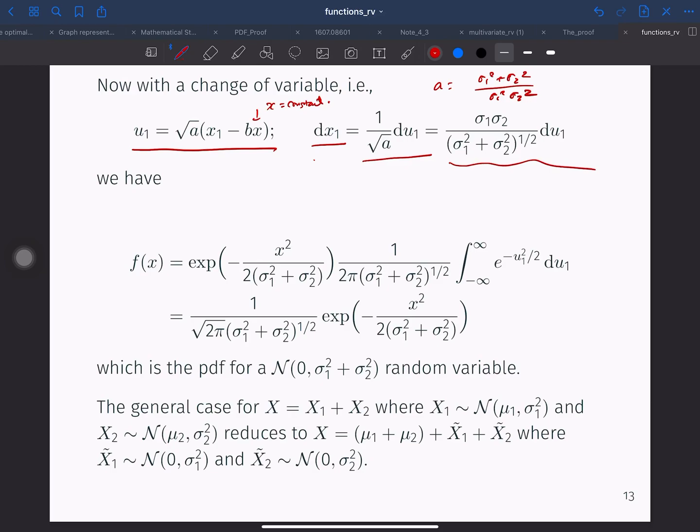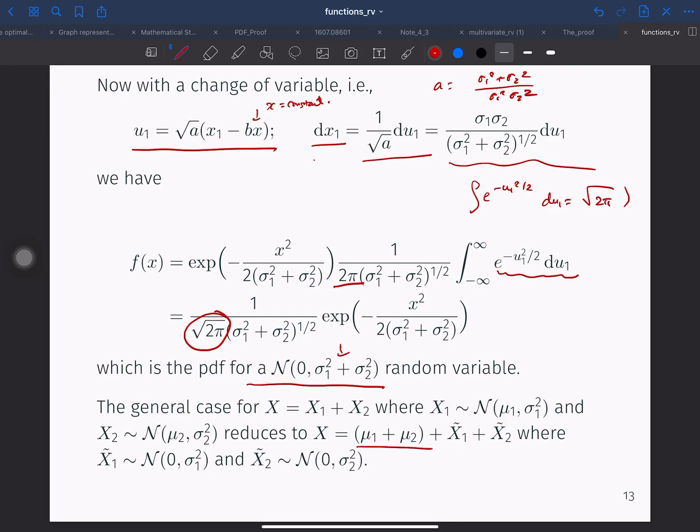And this turns out to be nothing more than an integration with respect to u1 of e to the minus u1 squared divided by 2. As we know earlier, the integral of e to the minus u1 squared divided by 2 du1 is nothing more than square root of 2 pi. So we have here square root of 2 pi compared to 2 pi here. Some simplification shows that this is nothing more than the PDF for a normal with the variance being the sum of the variances. And the general case just follows directly from adding everything by the mean.